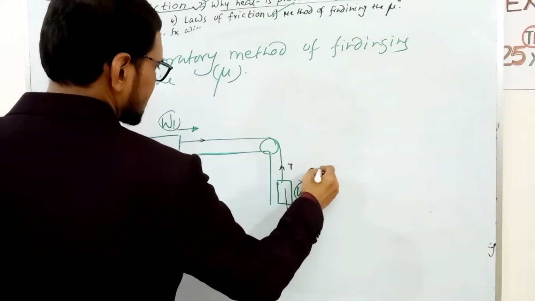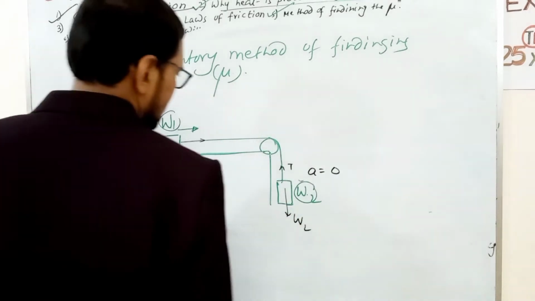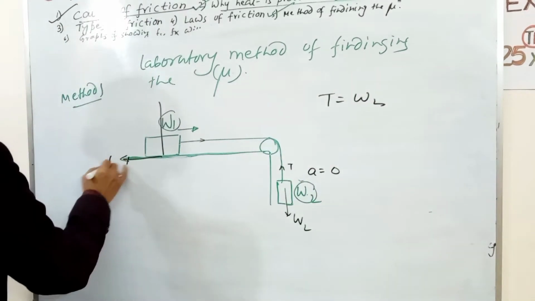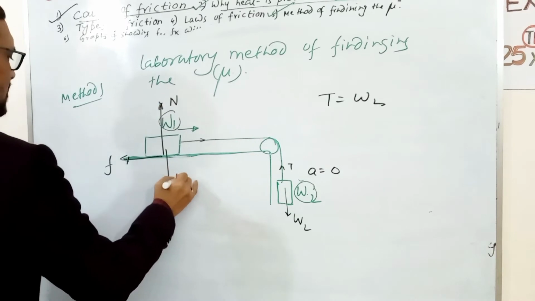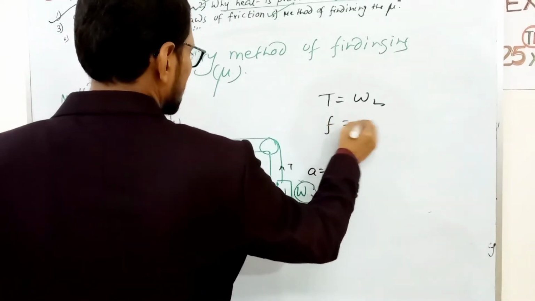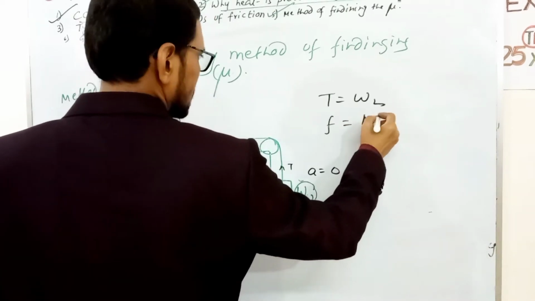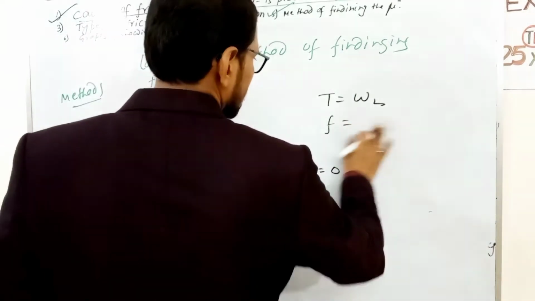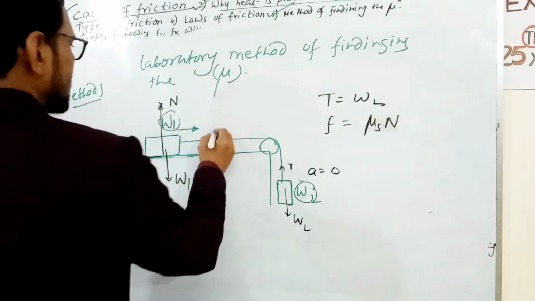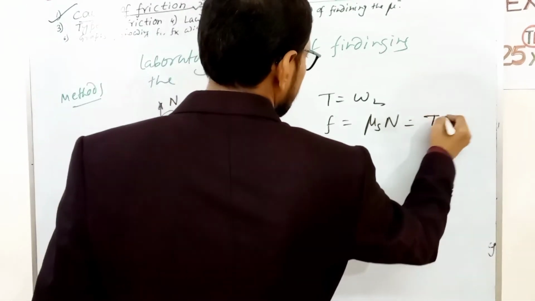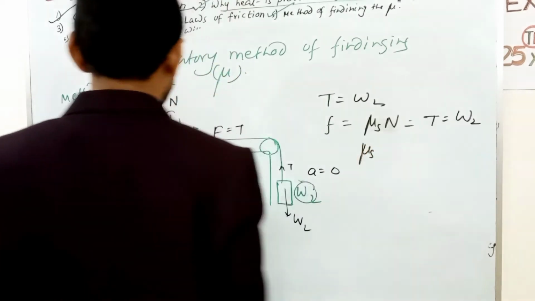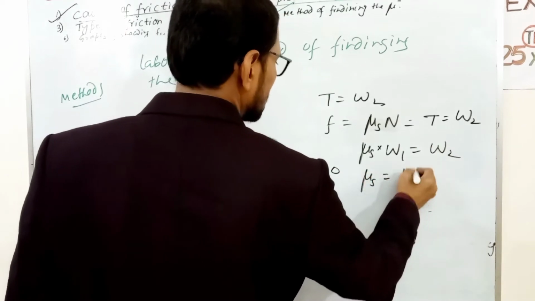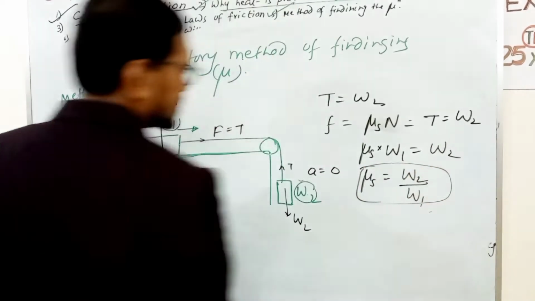Here acceleration is 0, since we count just about to move. Now T equals W2. Friction force acts in this direction, and in the normal direction N equals W1. So F equals mu s, static friction, into N. This external force F equals T, that is W2. So mu s into N, which is W1, equals W2. So mu s equals W2 by W1. This is the answer.